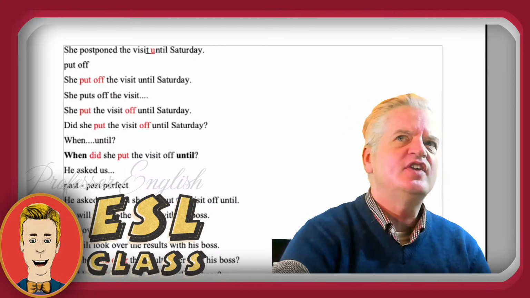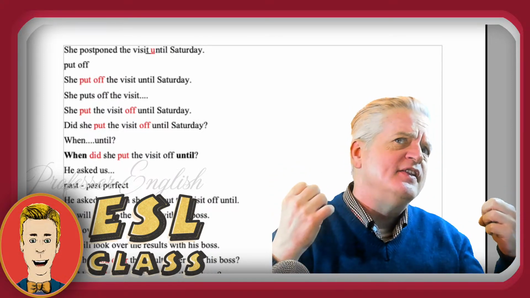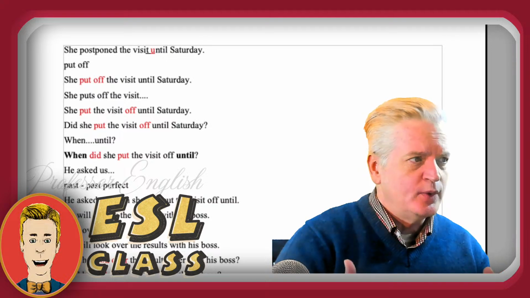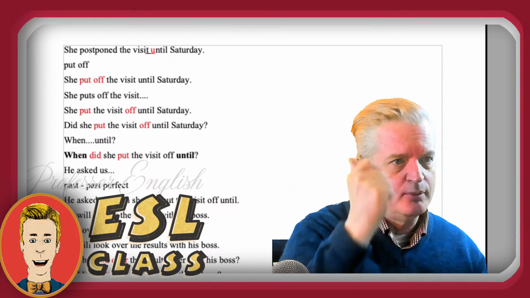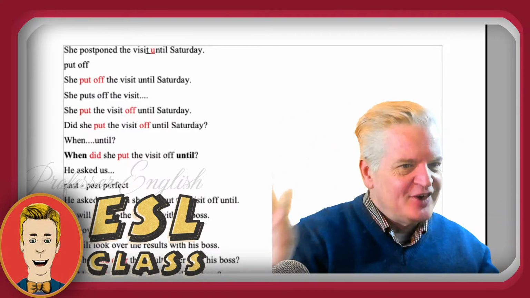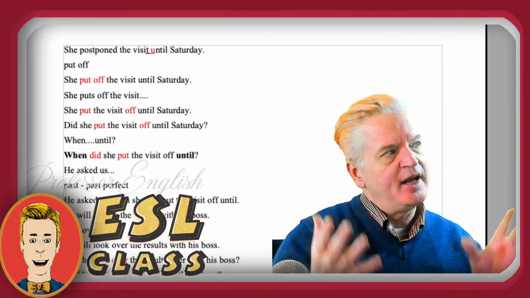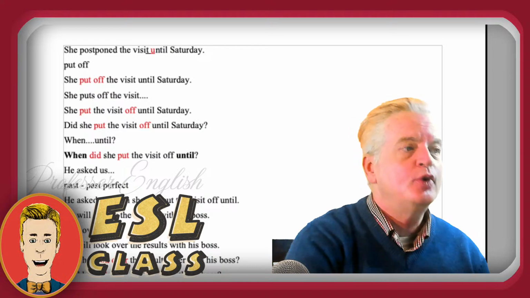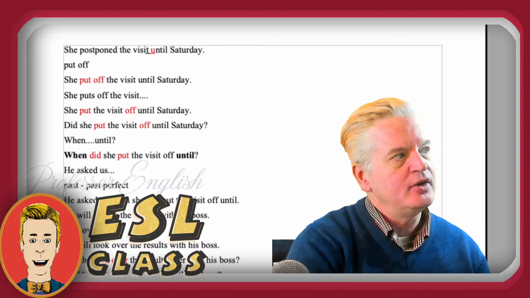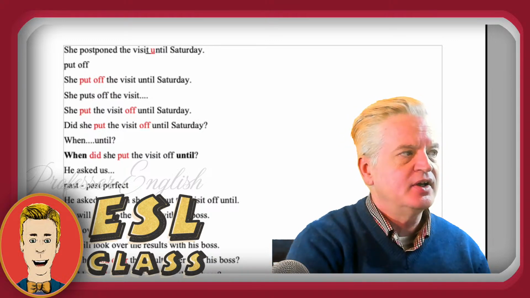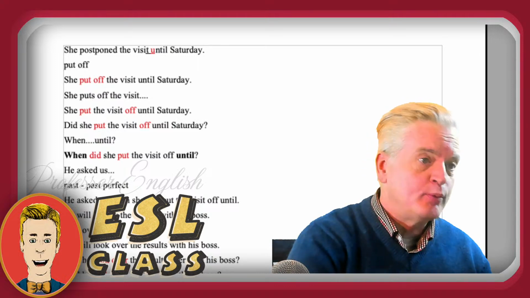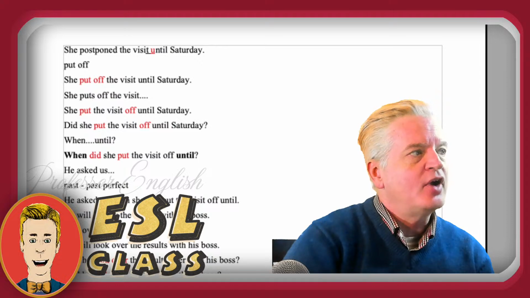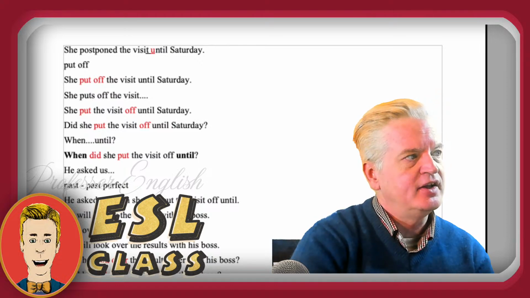Now, the student said, "Oh, I'm so confused. Is that in the present or the past or the future?" Put is an irregular verb. It's always put, so every form is put. But if it had been in the present, there would have been an S. It would have been she puts off. So this is how we know it's in the past, because there's no S. She put off the visit until Saturday.